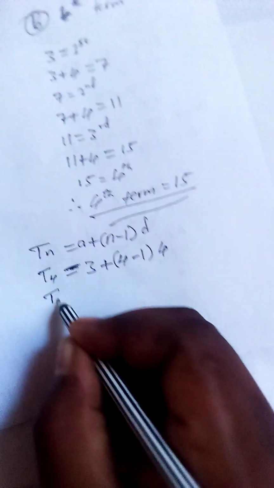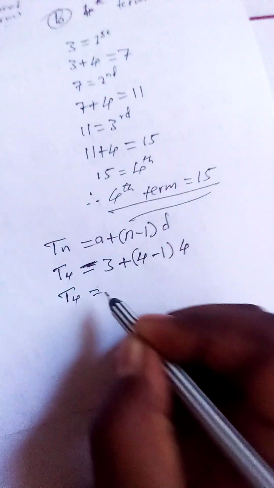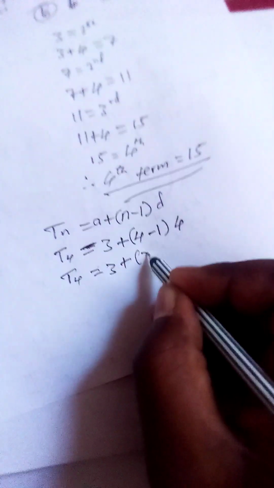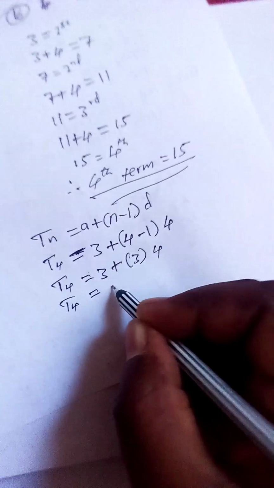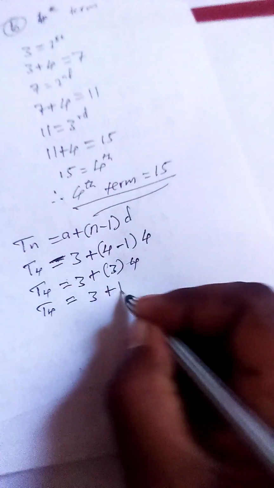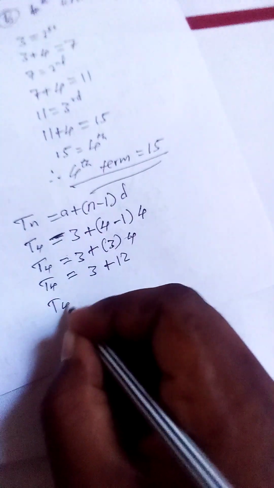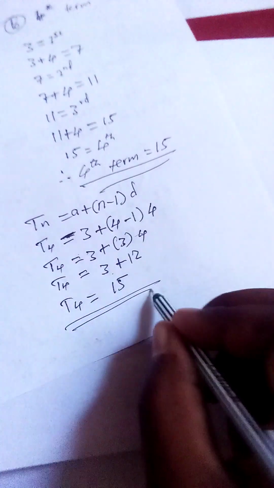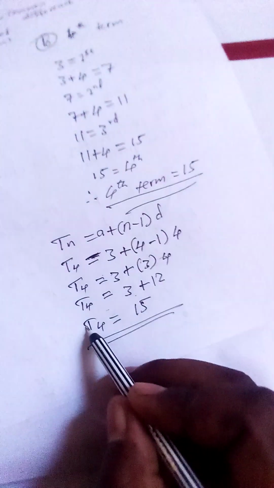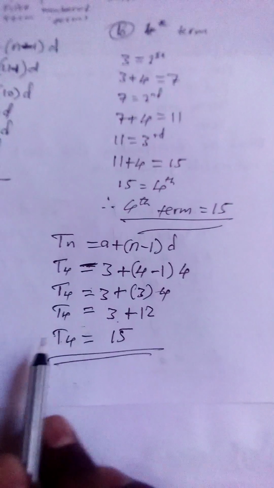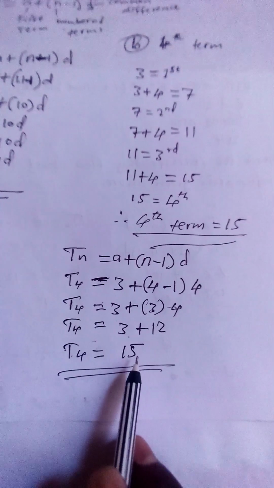Then we say our fourth term equals 3 plus (4 minus 1), it is 3, then 4. Our fourth term will be equal to 3 plus 3 times 4, it is 12, plus 12. So our fourth term equals 3 plus 12 is 15. Therefore, our fourth term equals 15.